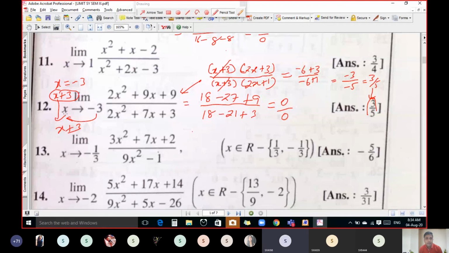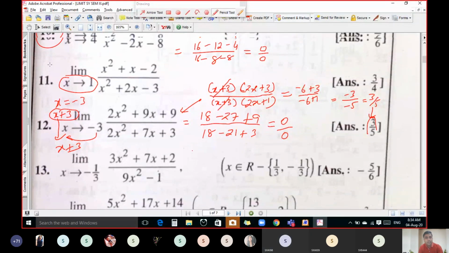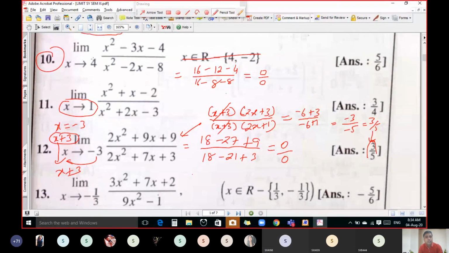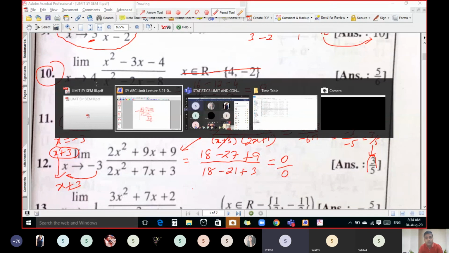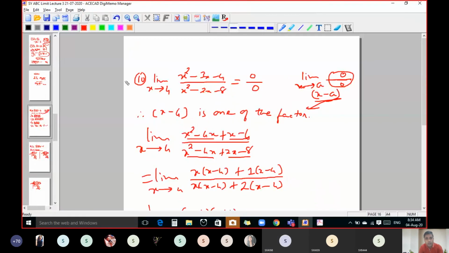Is it clear? Yes, sir. Okay, now tell me, what is the factor of this? X minus 1. Perfect. X minus 1, that is the factor of that question. Similarly, what is the factor of this? X minus 4. Yes, perfectly. So we can say that yes, x minus 4 is the factor of numerator as well as denominator once we have 0 by 0. That is the condition.